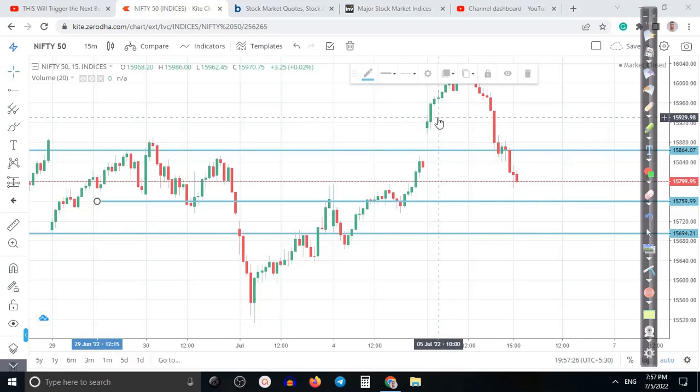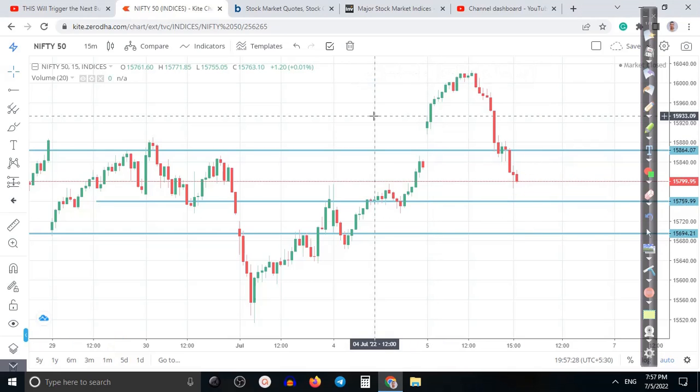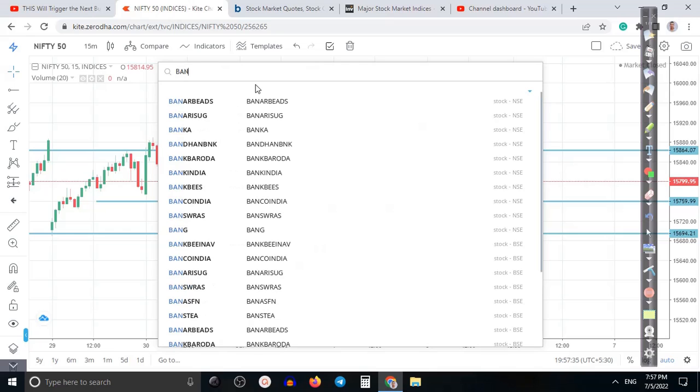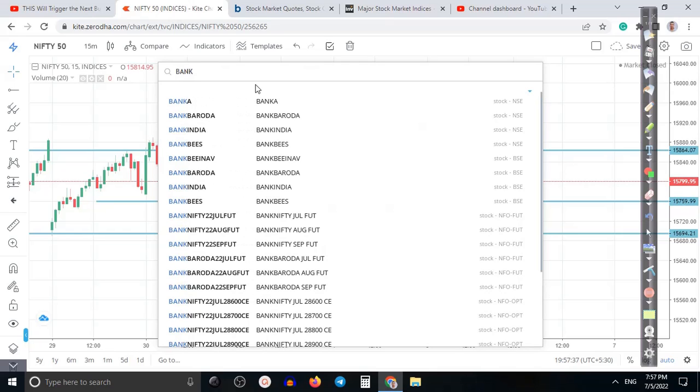Here I can see no direction, price is running everywhere. So you just find some support and resistance and enter according to your trading setup.